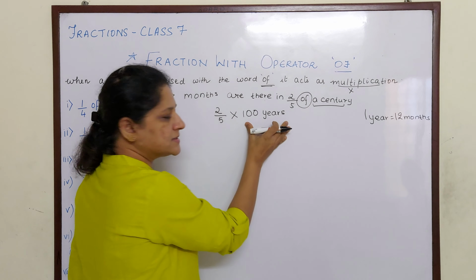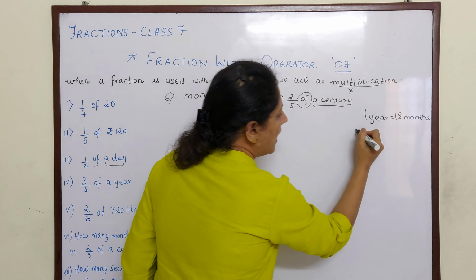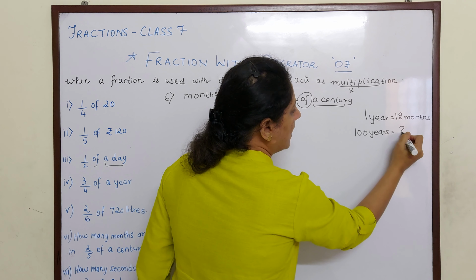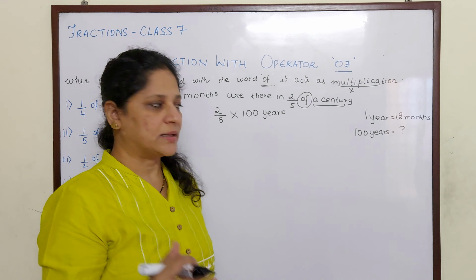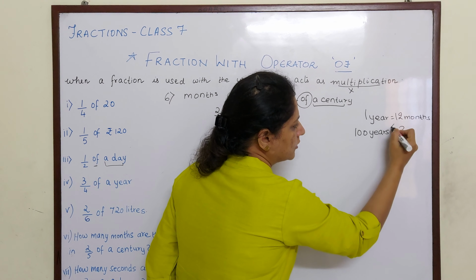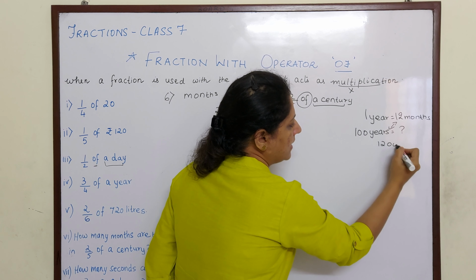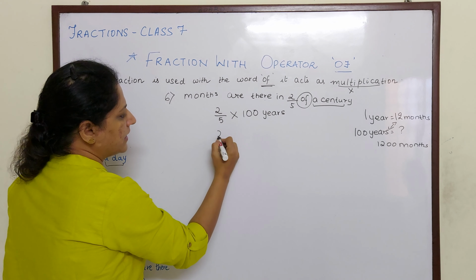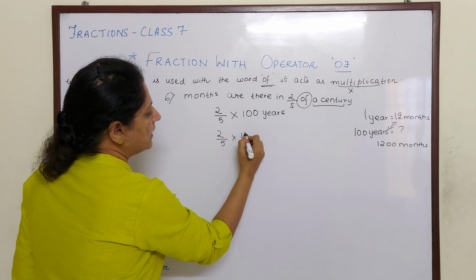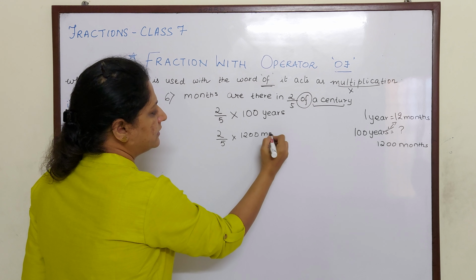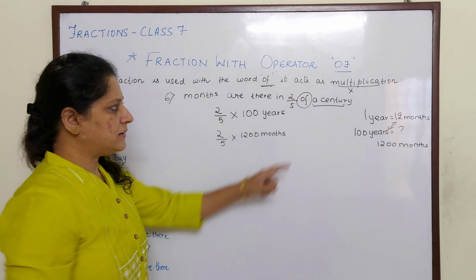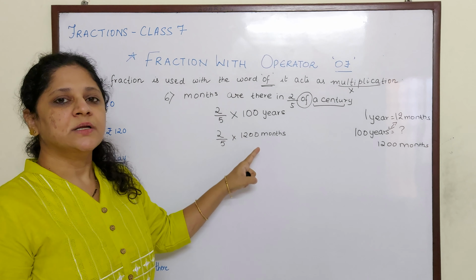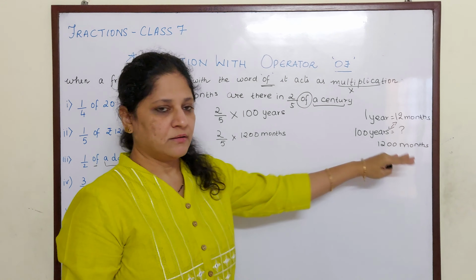So here how many years are we being given in the question? 100 years. So if 1 year is 12 months, how many months is 100 years? Convert it into months. So 100 into 12, cross multiply. So it is 1200 months. So now our question is 2 by 5 into 1200 months. So you saw we have converted century into years. A century is 100 years and 100 years is 1200 months by this formula.